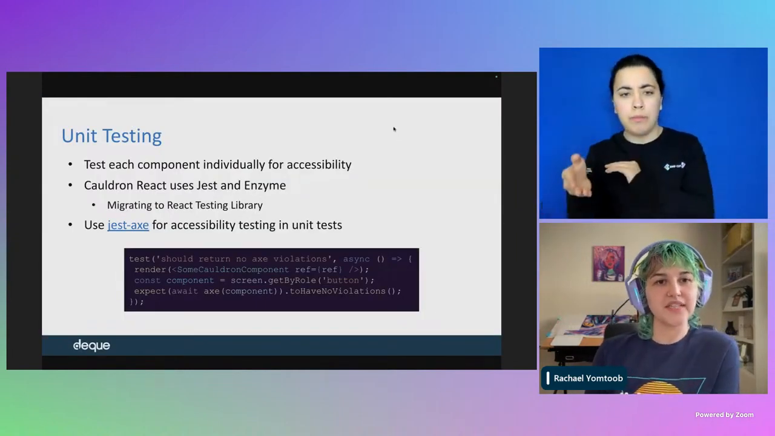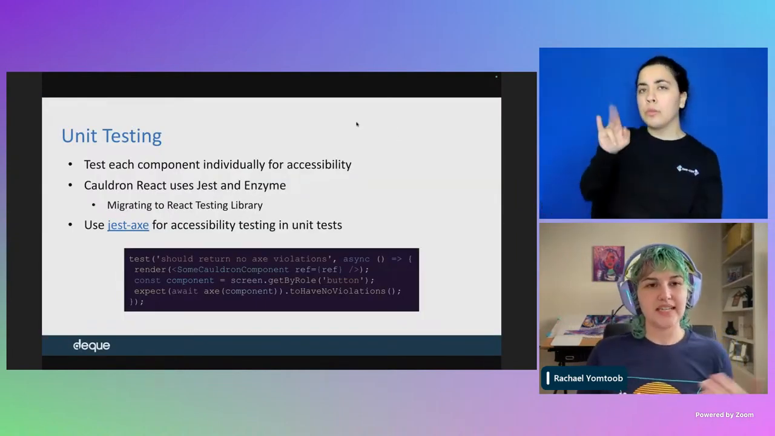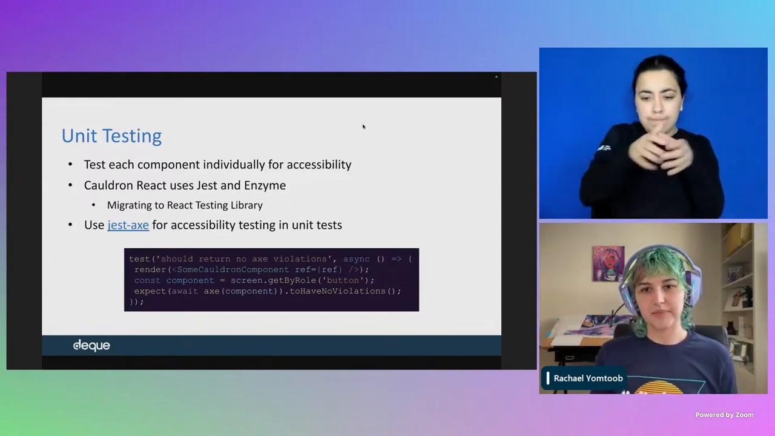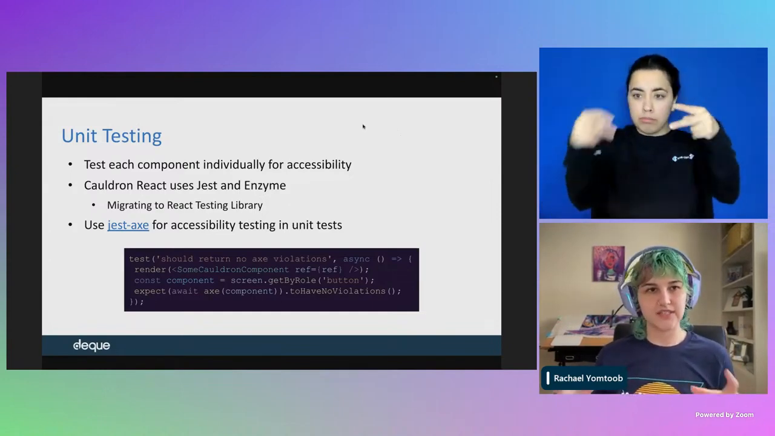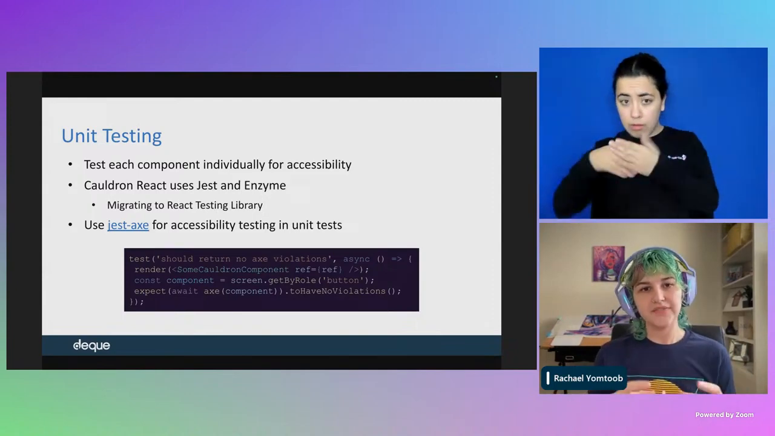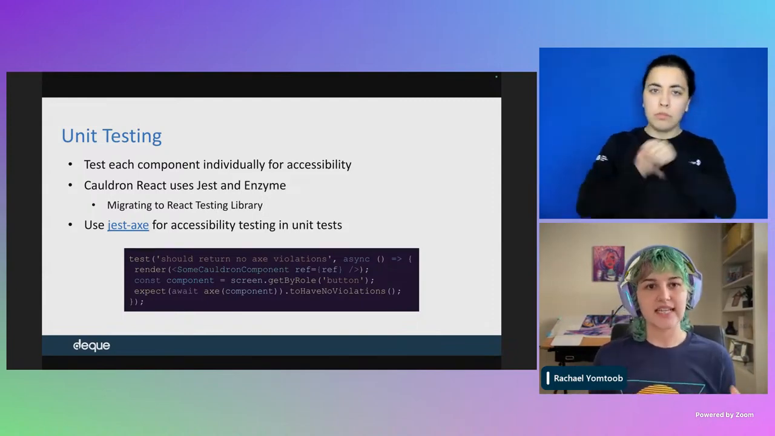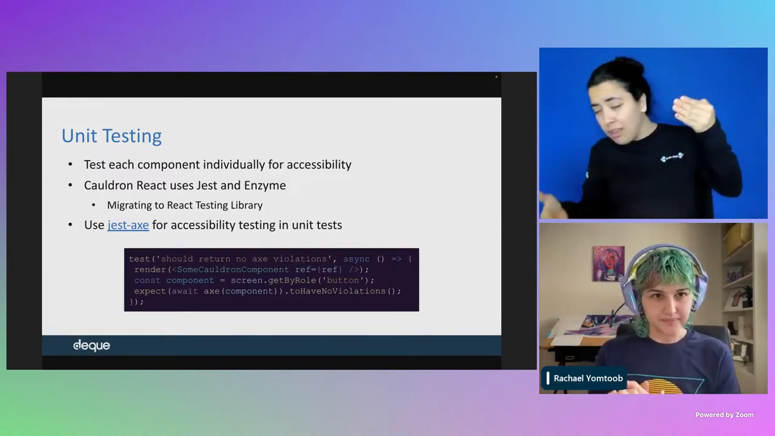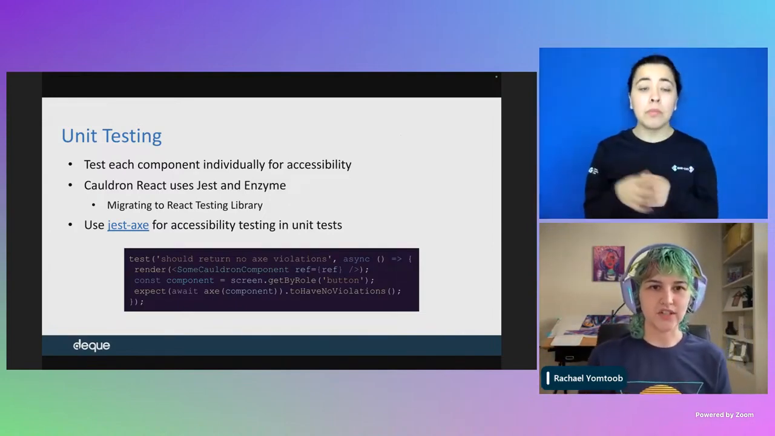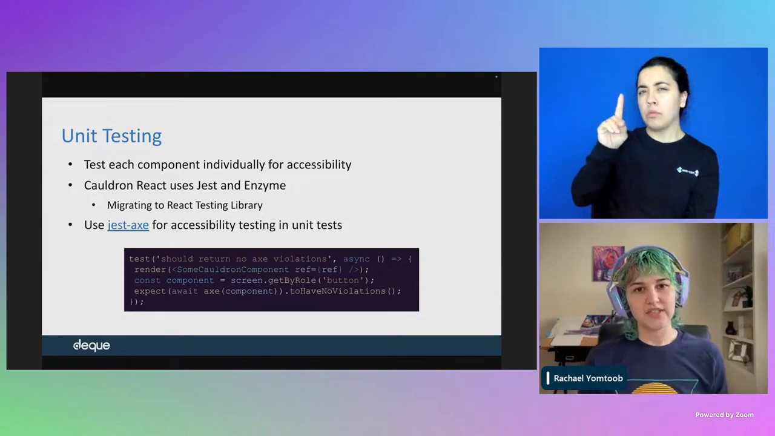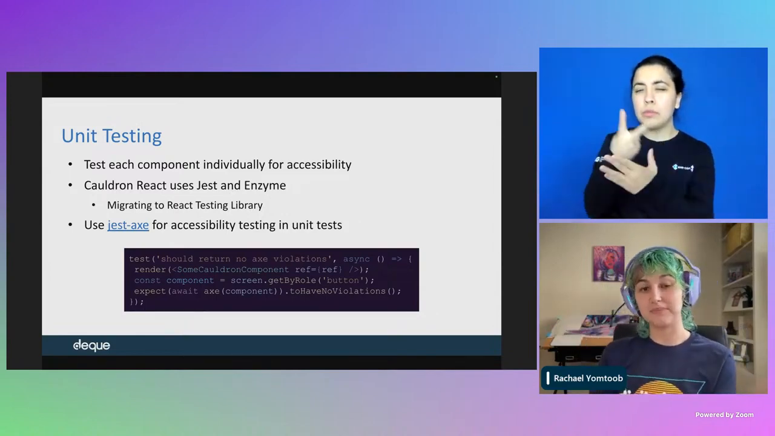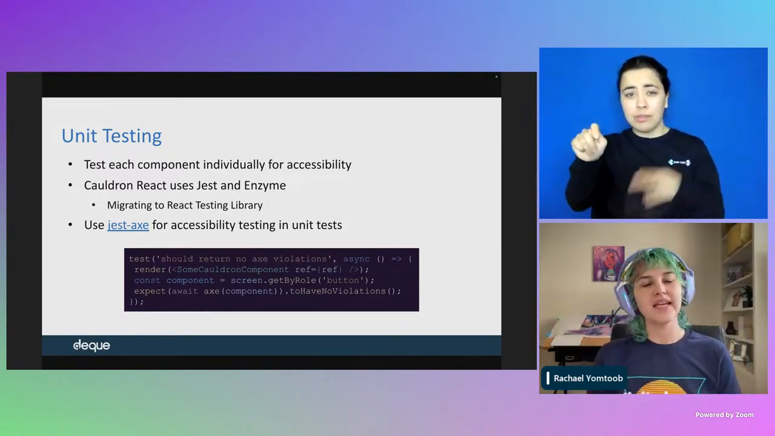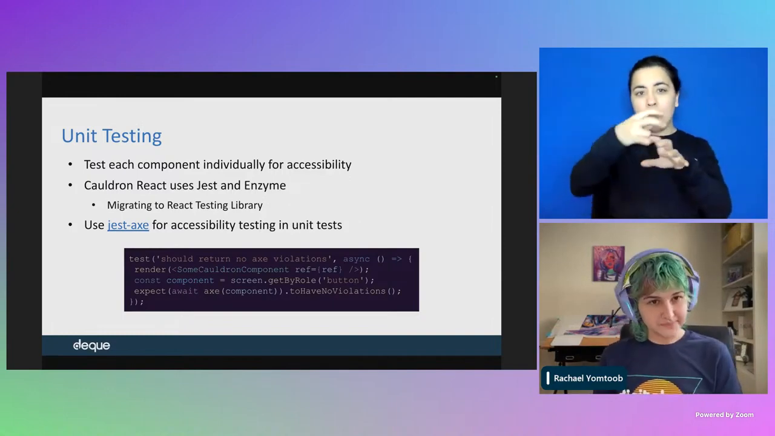So our first line of defense would be unit testing. We want to test each component individually for accessibility because a component library is the building blocks of your product. And if those individual building blocks are not accessible, you can't reasonably expect the entire product to be accessible. So the way that we do this for Cauldron React is using a combination of Jest and Enzyme, but we're actually migrating to React Testing Library. So that is in the works currently.